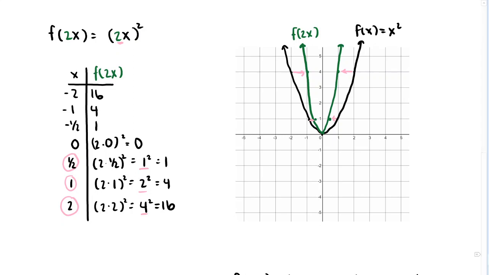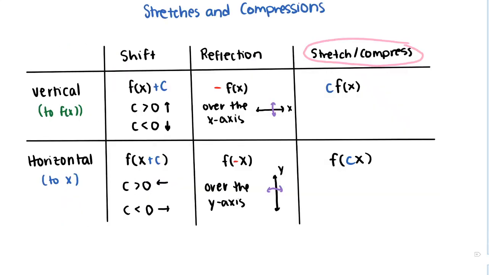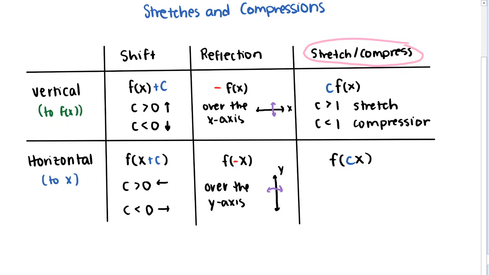And so here, let's update this in our table. Now that we've discussed stretching and compressing functions, we can write those ideas down here. If c is greater than 1, we get a vertical stretch. When c is less than 1, we get a vertical compression. When we multiply to the input, we get a horizontal stretch when c is less than 1, and a horizontal compression when c is greater than 1.